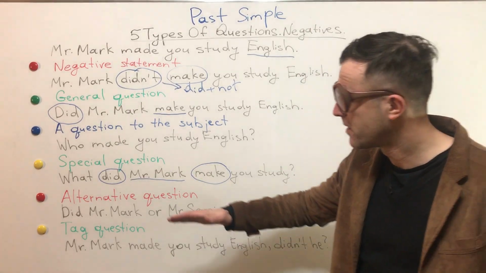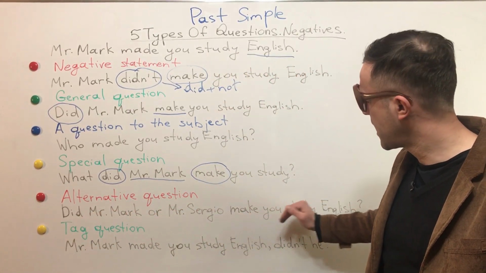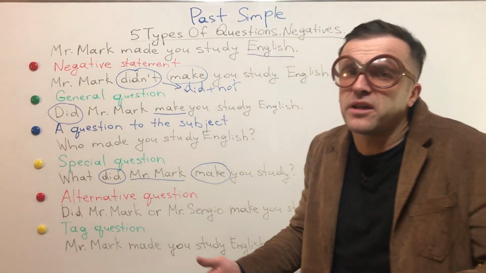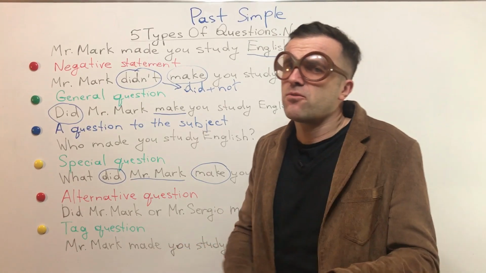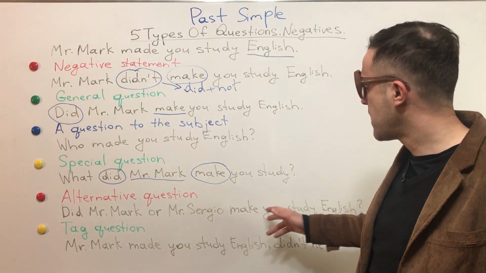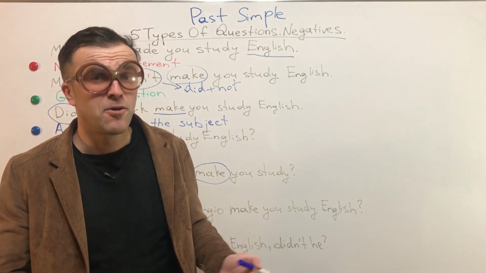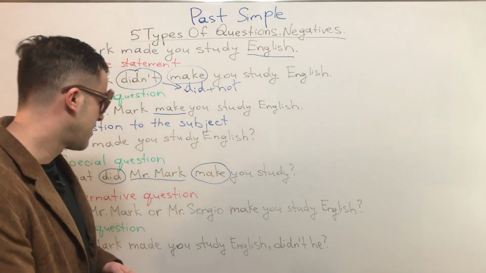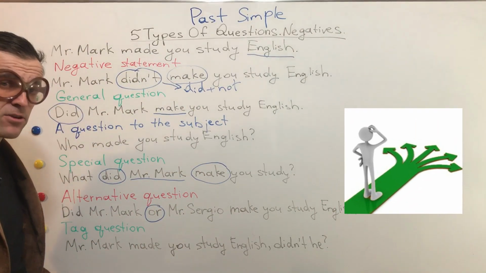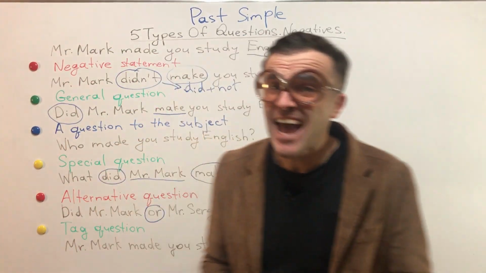So, for example, did Mr. Mark or Mr. Sergio make you study English? Or we can just put an alternative wherever you want. So did Mr. Mark make you study English or German? Alright? When we have or, we always have the alternative. And the final question is a tag question.